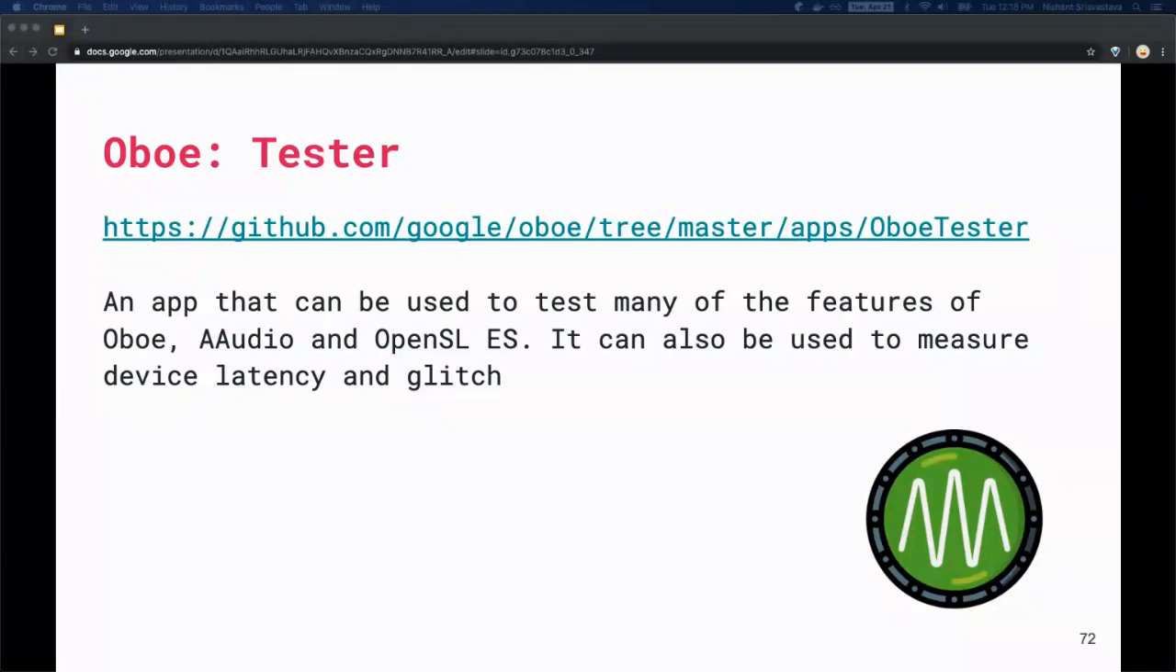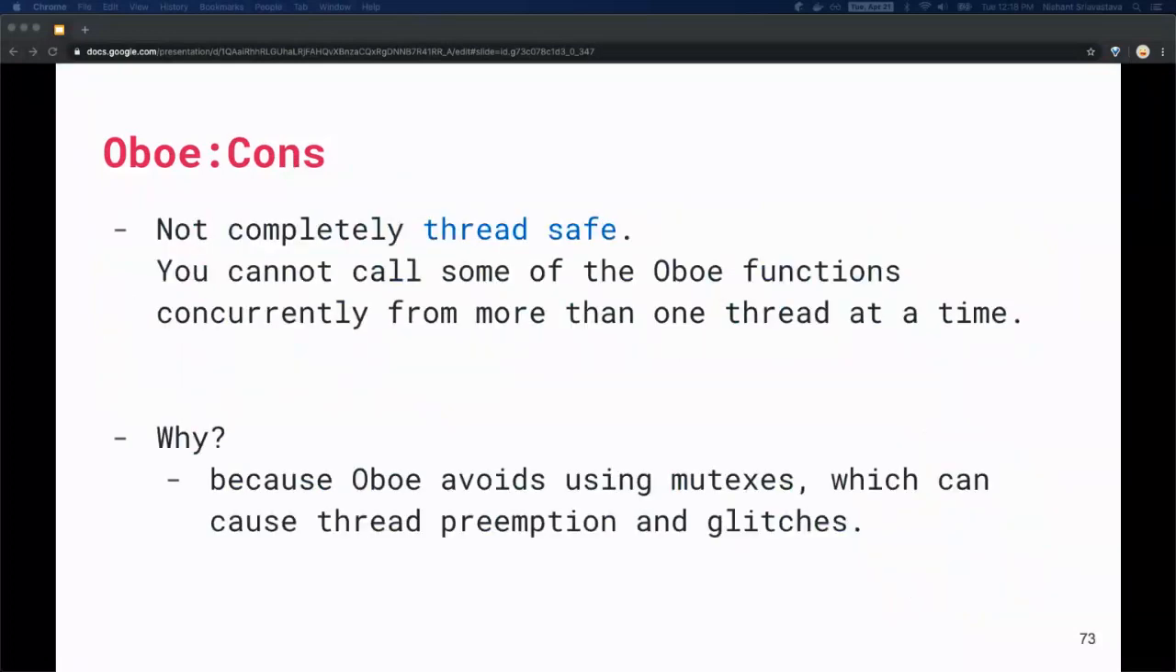But Oboe is not actually perfect. There are a couple of things that we need to take into account. One of those is that Oboe is not thread safe. You basically cannot concurrently call two or more threads and do audio processing. It actually recommends you don't do that because it avoids using mutexes. The reason it's trying to do that is that if you do context switching with threads and preemption, then you get this audio glitch, which they want to avoid, right?